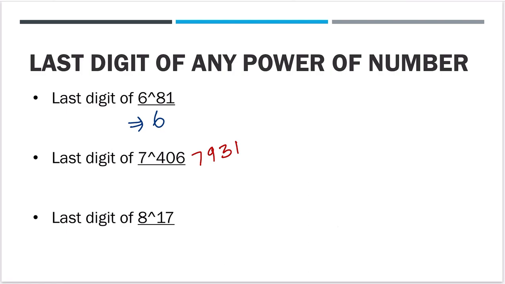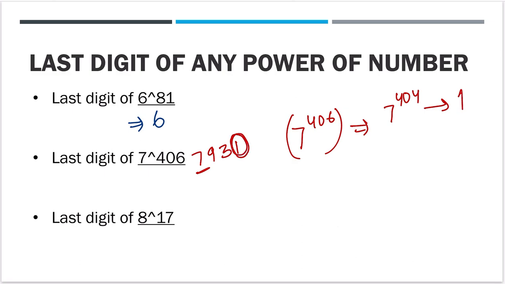So what do we want? We want 7 raised to power 406. We know till 7 raised to power 404 even. You can also check because 404 is divisible by 4. We know 7 raised to power 404 will give us the last one in the series, 1.